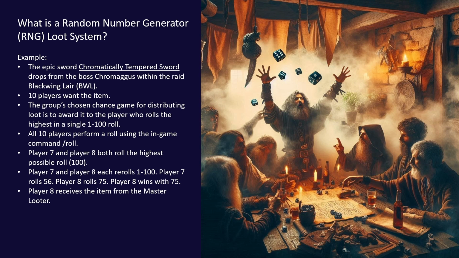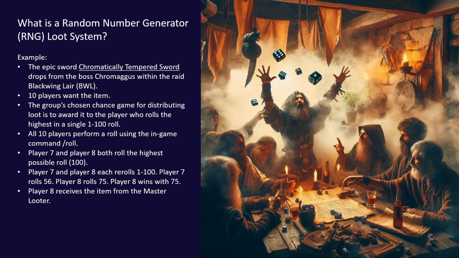So, an example. Let's say we are raiding in Blackwing Lair, and the epic sword, the Chromatically Tempered Sword, drops from the boss Chromaggus. 10 players want this item. Let's say there's a class restriction, or the restriction is that you have to be able to equip it. Everyone that wants that item is going to roll between 1 and 100, just /roll. Let's say everyone does that, and players 7 and 8 both roll the highest possible roll, which is 100 in this example.